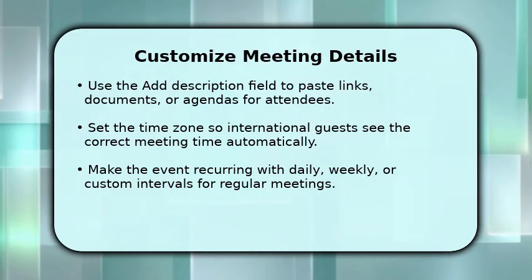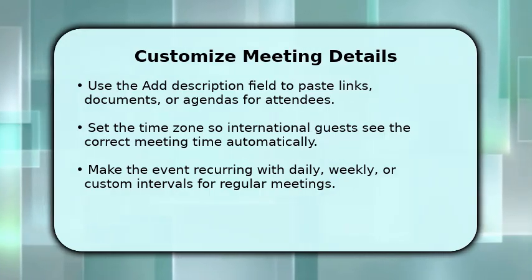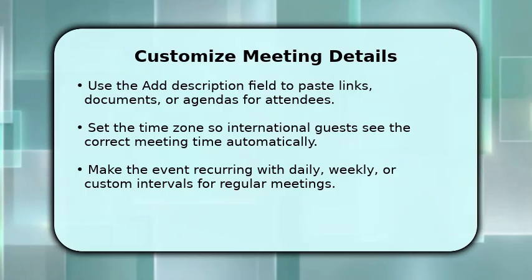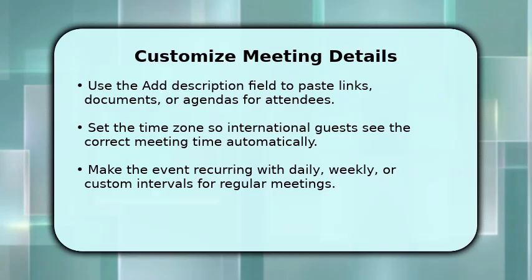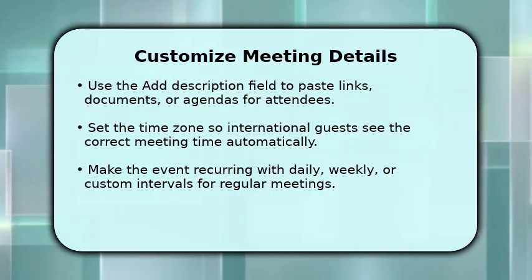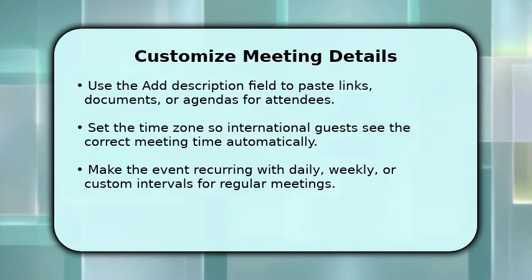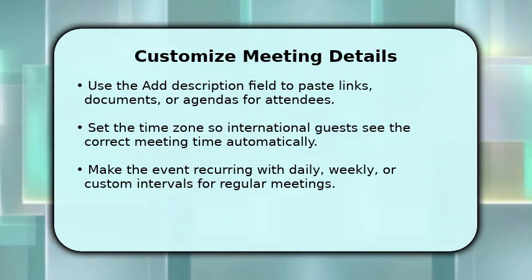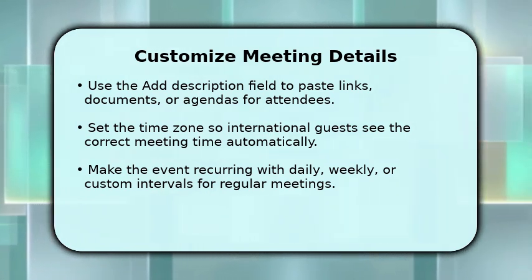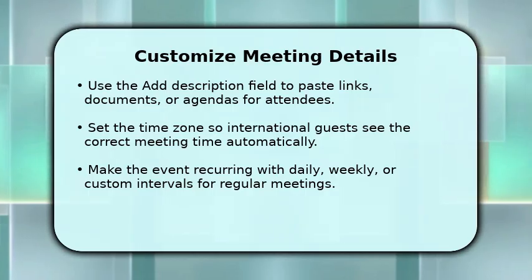Set the time zone so international guests see the correct meeting time automatically. Make the event recurring with daily, weekly, or custom intervals for regular meetings. Control joining options by locking the meeting or limiting entry by calendar invite. Notify participants of changes and edits by using Save and choosing Send updates.